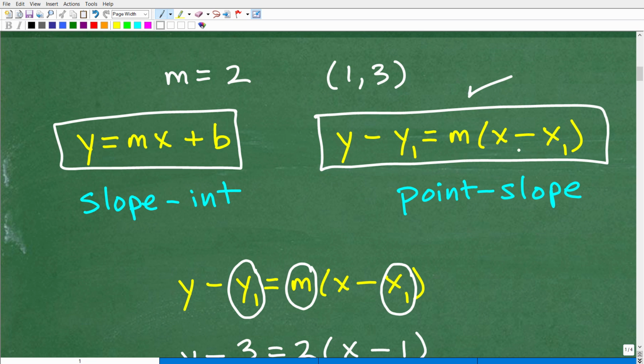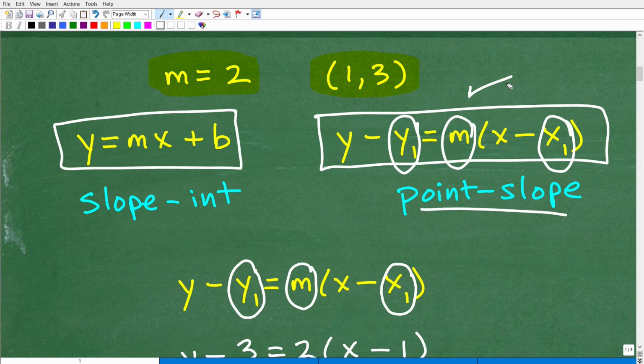So if you're not familiar with it, I'm going to show you how it works right now. Okay, so again, we're going to find the equation of a line that has a slope of 2 and passes through the point 1, 3. And we're going to use the point-slope formula. And you can see down here, I have some things circled. So when you're using the point-slope formula, the things that you're going to be plugging in values for are going to be this y1, this m, and this x1, okay?